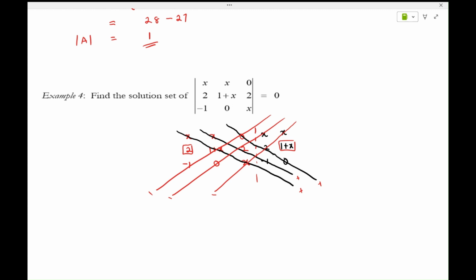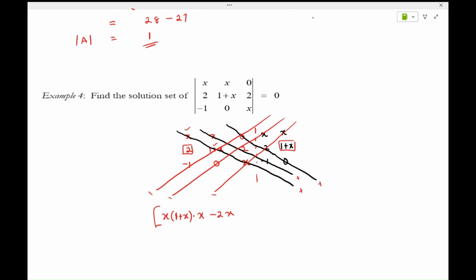So how do you find the determinant? Just multiply this. You can see that this is x here, and this is 1 plus x. So if you multiply, you will have x times (1 plus x) times another x. Let's put it this way for now, with a big bracket. Then plus the second diagonal, which is x times 2 times minus 1, so it's going to be minus 2x.